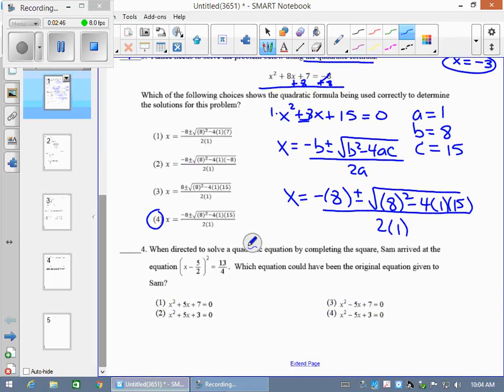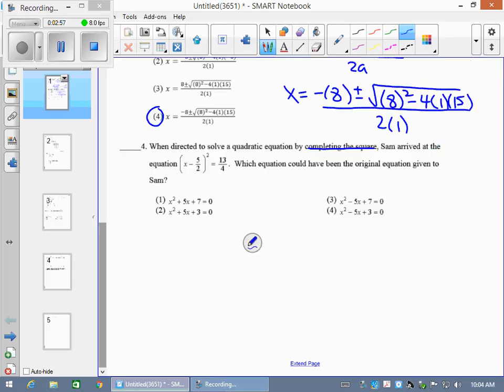We're being directed here to solve a quadratic equation by completing the square. Okay, so it tells us that Sam arrived at this equation. Which equation could have been the original? There's more than one way to do this. You could look at your 4 choices and complete the square to match this, or we could take this equation if we want, and we could multiply it out.